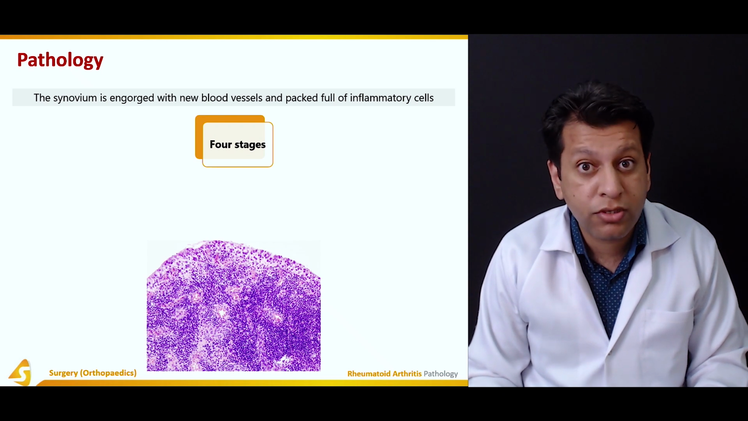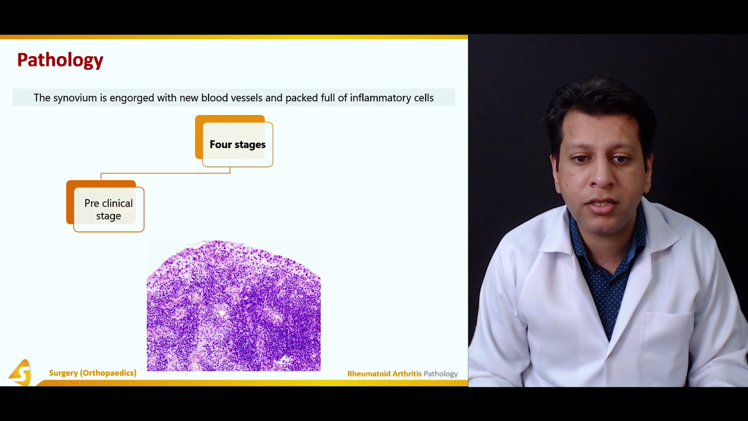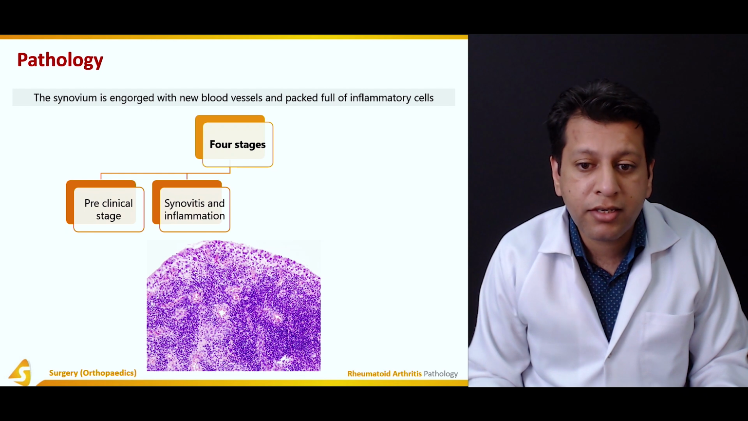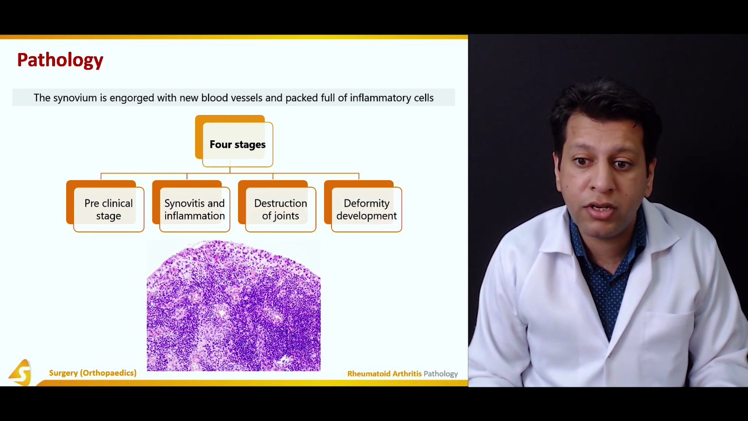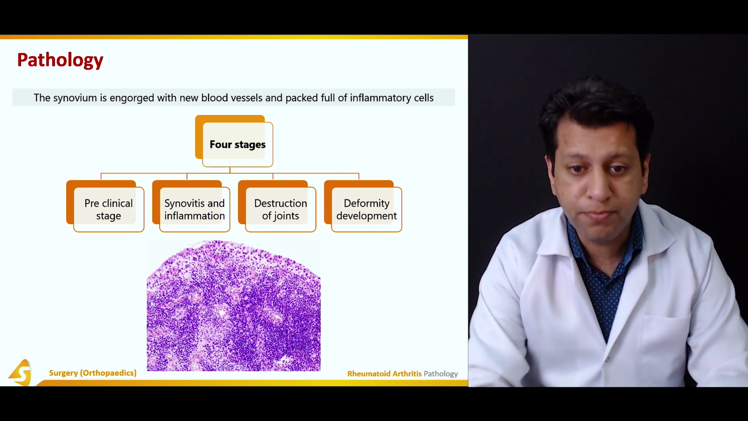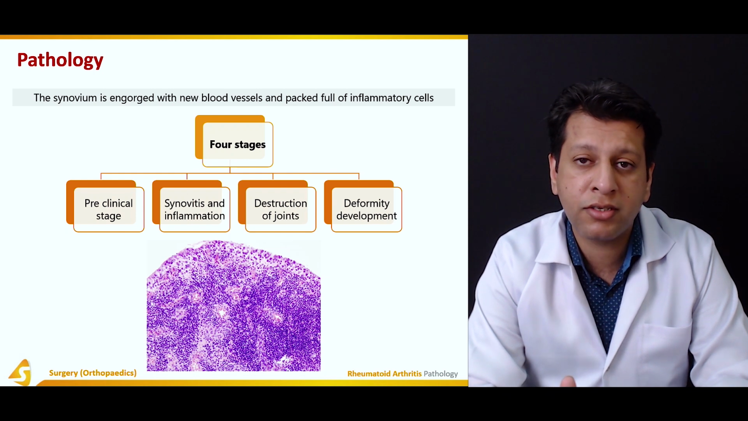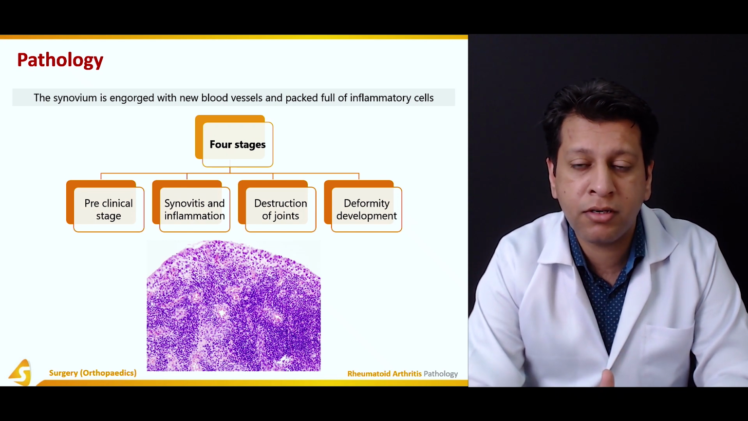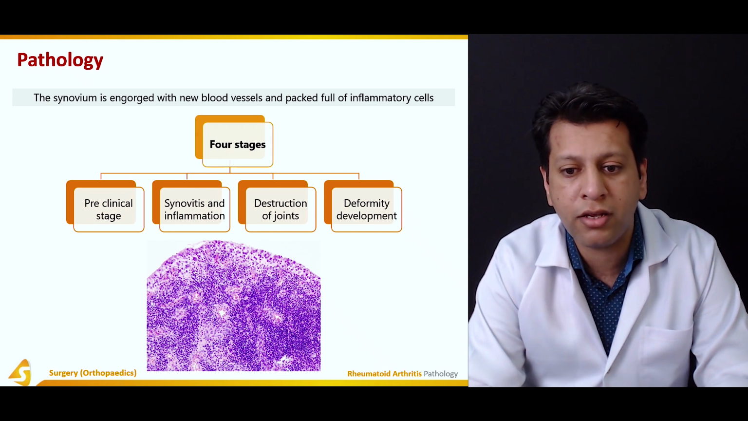There are actually four stages which comprise the pathology of rheumatoid arthritis. There's a preclinical stage, then there is synovitis and inflammation, then there's destruction of the joint, and eventually the development of deformity. You need to remember that it's divided into four for the sake of understanding. But once the cycle sets in, the patient progresses from the preclinical stage to the first, then to the second, and then to the last stage.